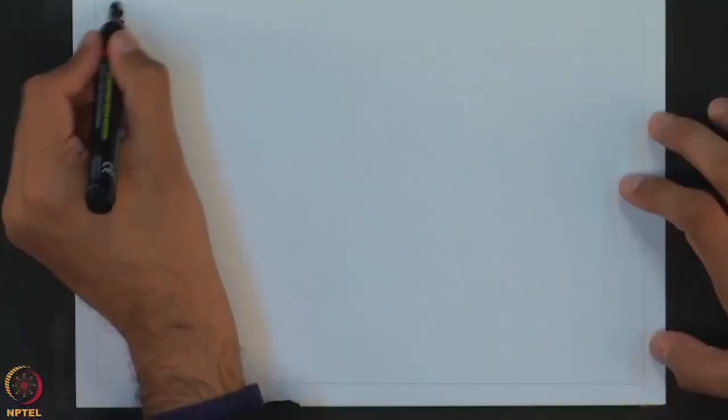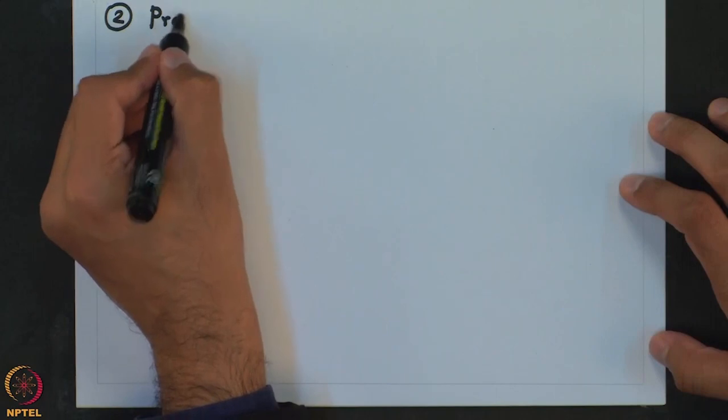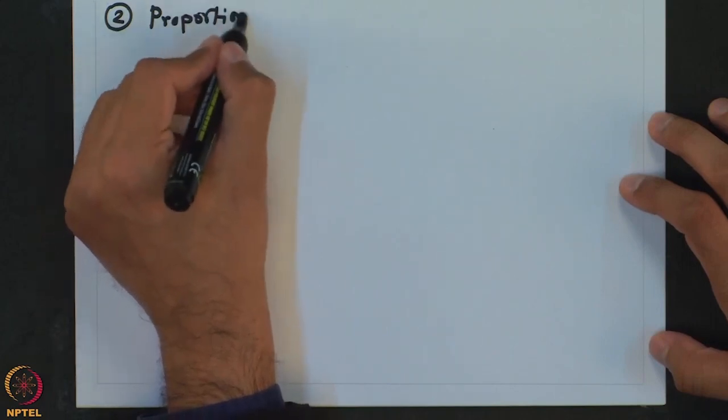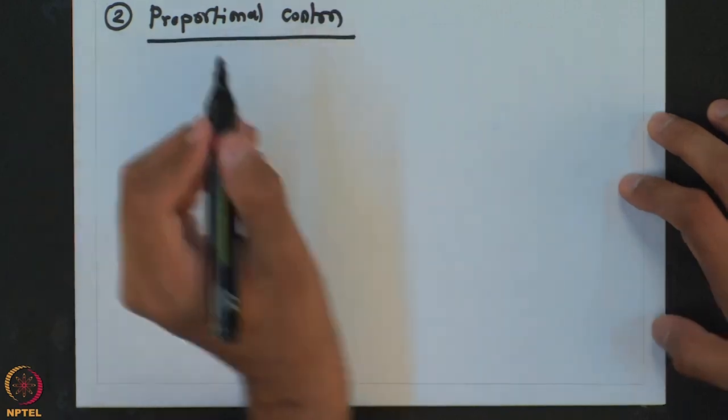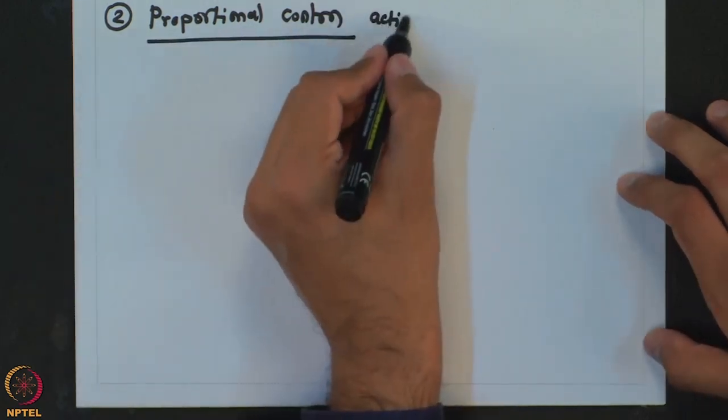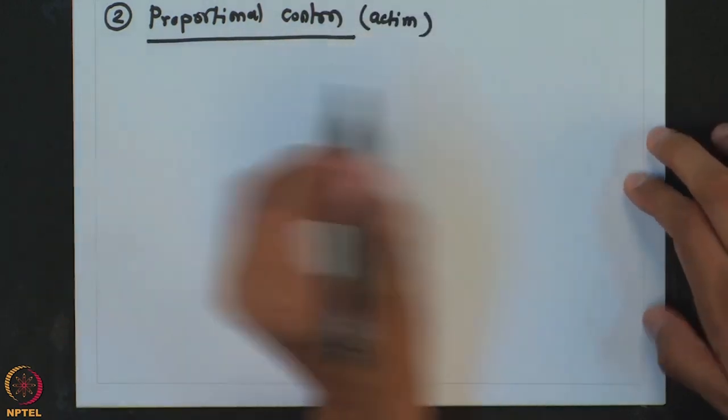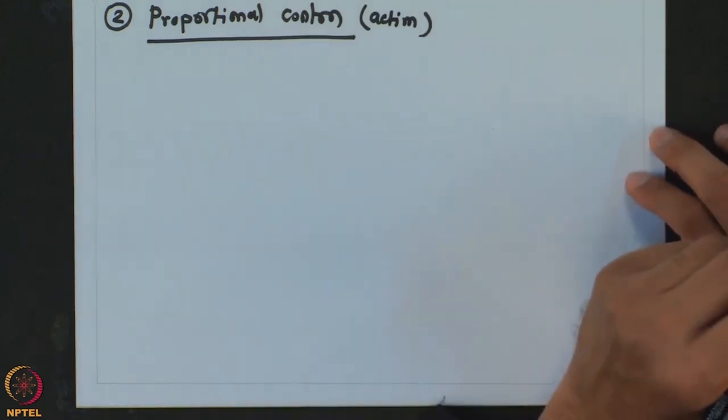Let us now look at the next type of control action, which is known as a proportional control action, or the controller will be known as a proportional controller.